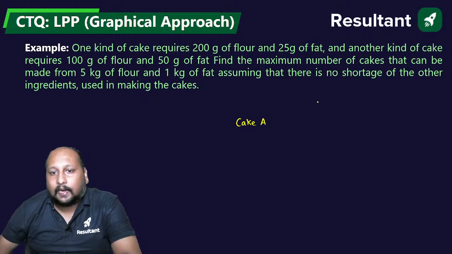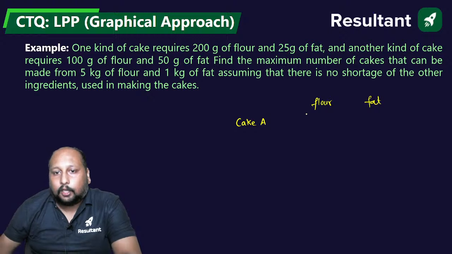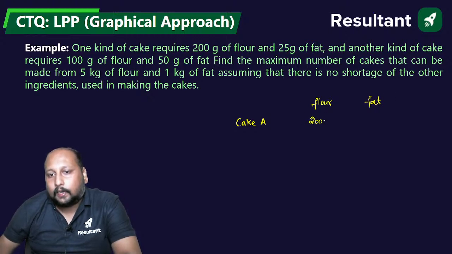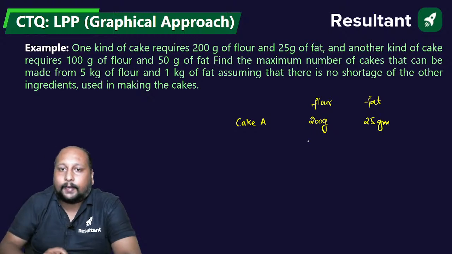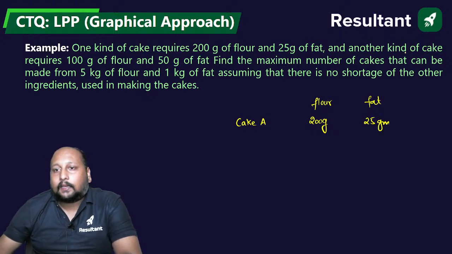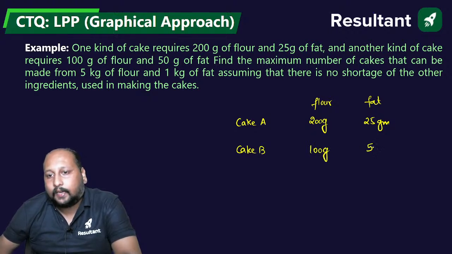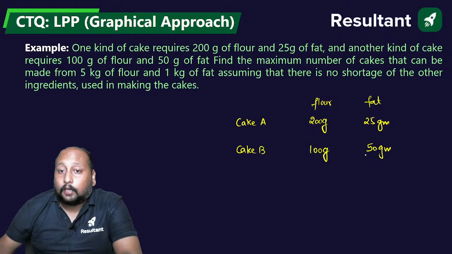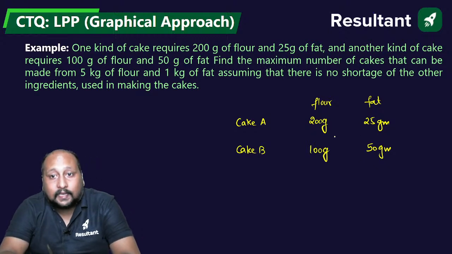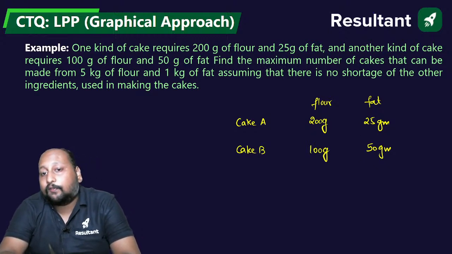We are having flour and fat. Cake A requires 200 gram of flour and 25 gram of fat. Another cake, cake B, requires 100 gram of flour and 50 gram of fat. What is the maximum number of cakes that can be made from 5 kg flour and 1 kg of fat?